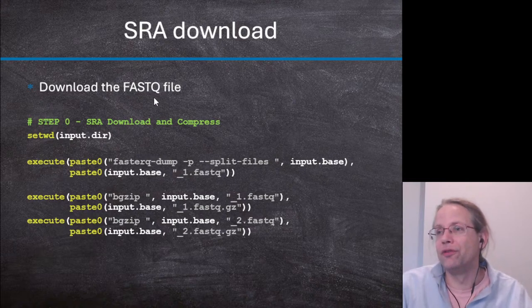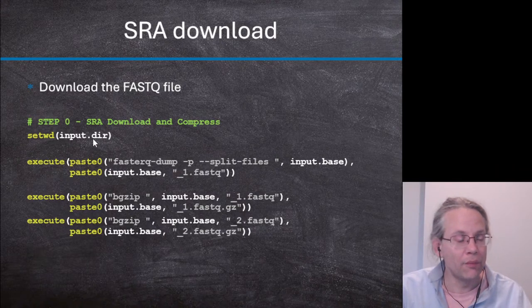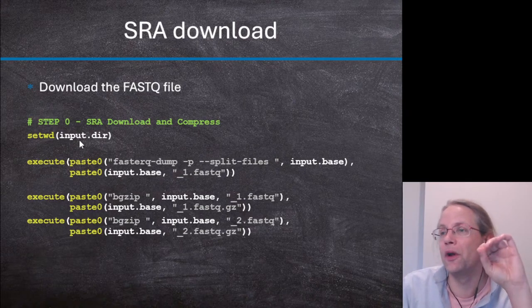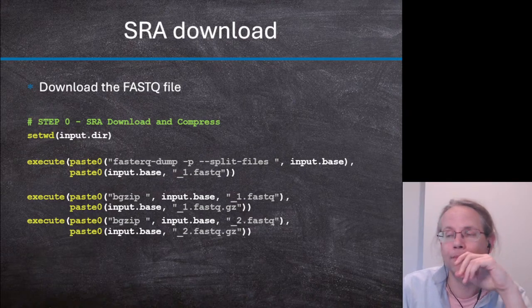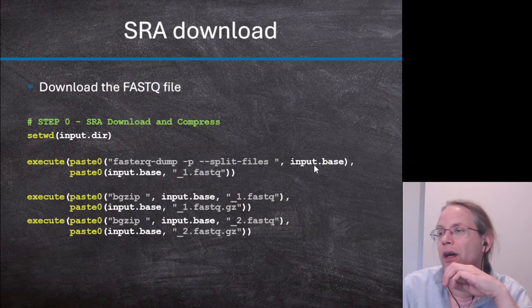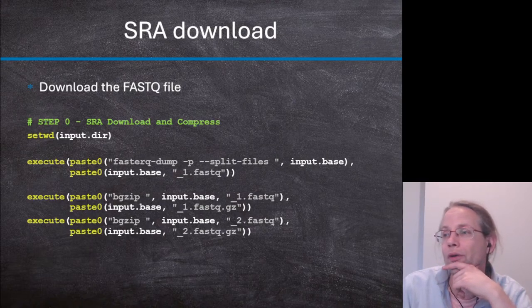All right, so download the FASTQ file. We set our working directory to the input folder because I'm going to give command line calls. I need to make sure that we are in the correct working directory. So I'm just going to execute fastq-dump -p --split-files and then the name of the input file, which is just the name of the data set that I want to download. And then here is the input file that I'm going to check. So if this input file exists, so input base _1.fastq, then I'm not going to execute the fastq-dump.